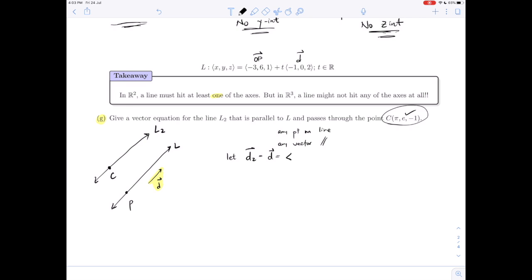So this is going to be minus 1, 0, 2, and that means the vector equation for L2 can be given as x, y, z is equal to the position vector of point C, plus t times minus 1, 0, 2 for some t in R. Now that's only one out of infinitely many possible ways of describing that line, but that is absolutely a valid equation for line 2.